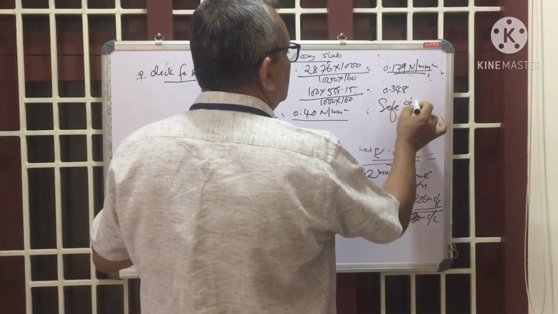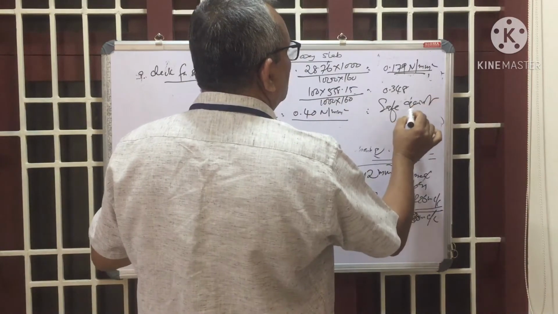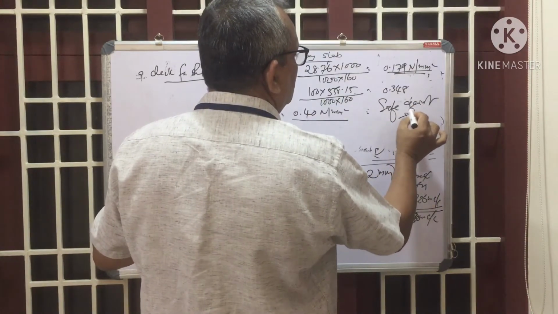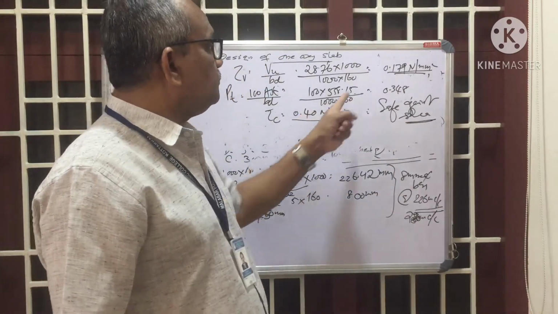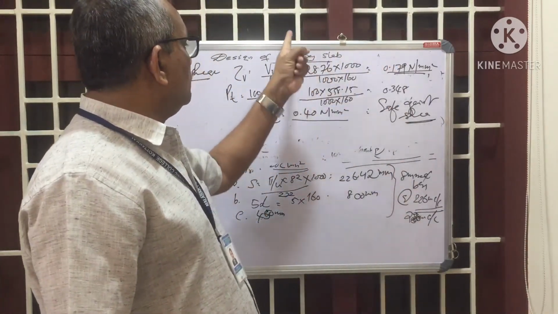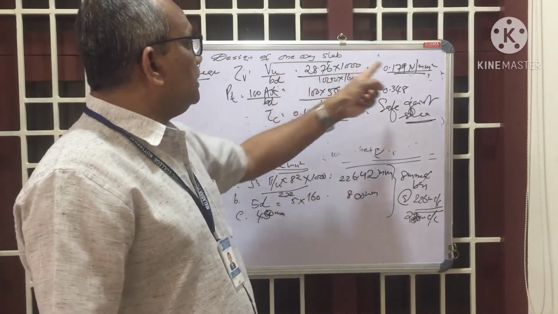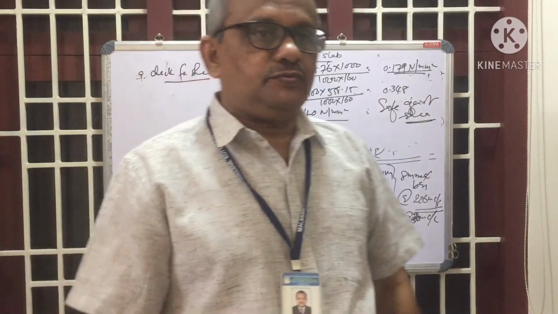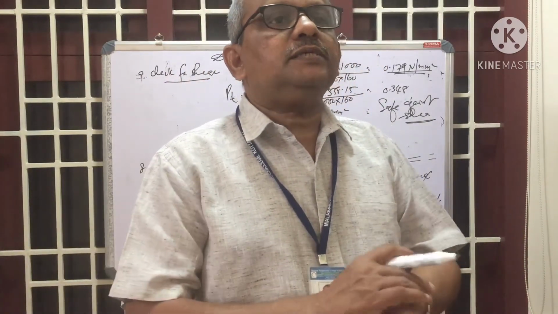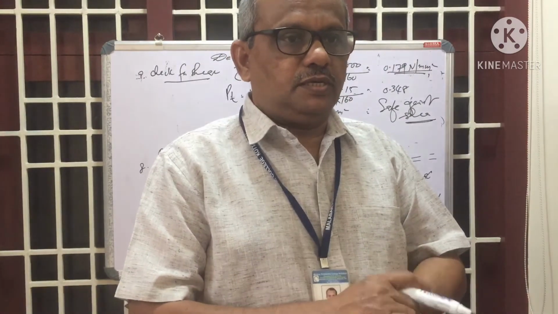The slab is safe against shear. So it can go up to 0.4, but as per the load, the maximum shear force in our slab is only 0.179. Therefore it is safe. Okay, the slab is safe against shear. So that checking is over.